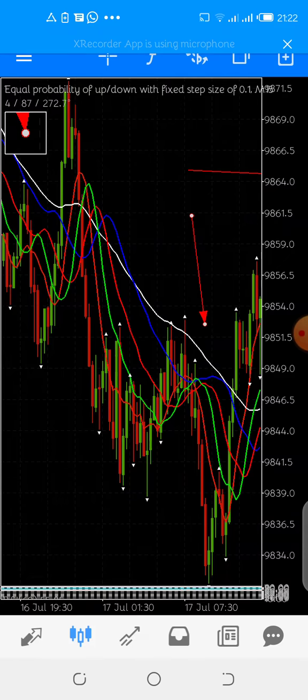So where do you place your stop loss? You place your stop loss where your fractal is, because anything that will go above that would have invalidated that signal.